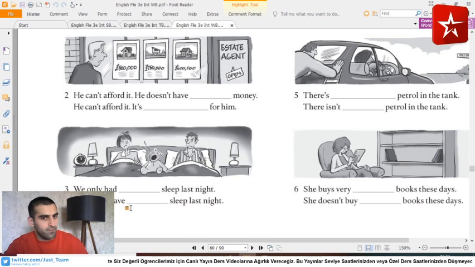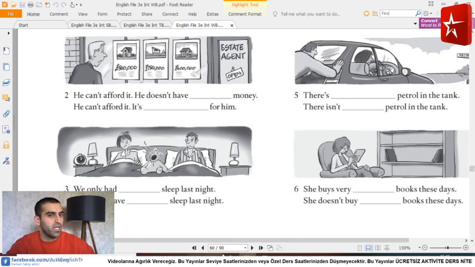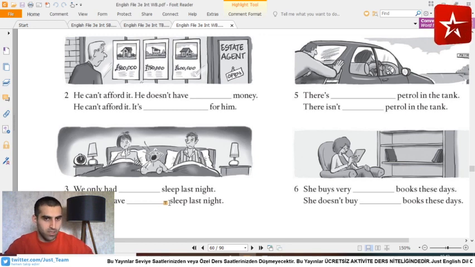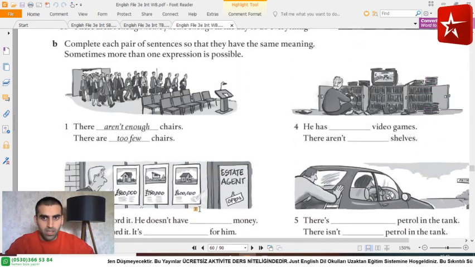And we didn't have, the second part, we didn't have much sleep or enough sleep. Both of them are correct here. Yes, enough sleep is also correct, and much sleep is correct as well. So we only had a little sleep last night, and we didn't have enough sleep, or we didn't have much sleep last night.